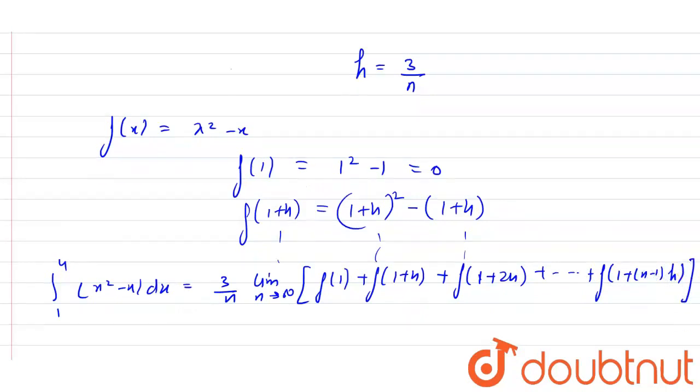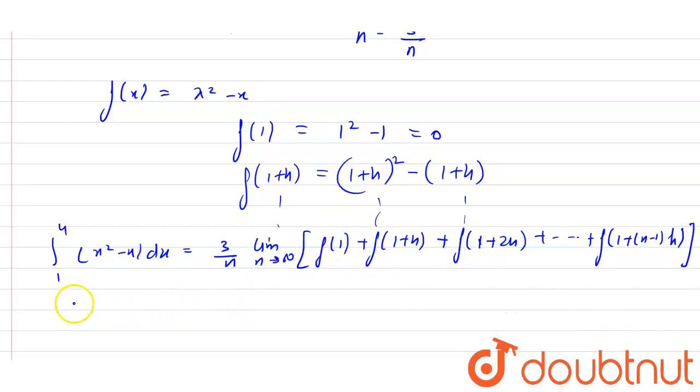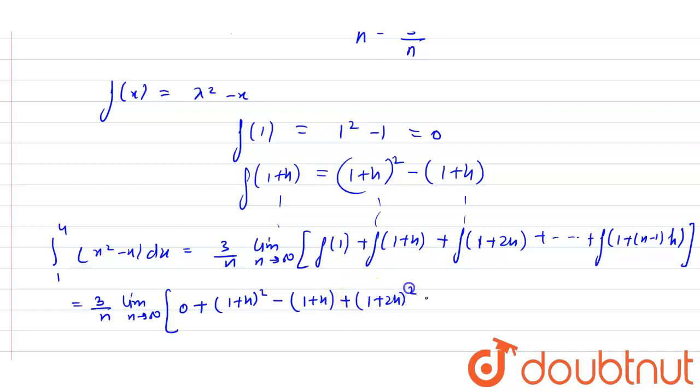Okay, bracket closed. So this is equal to 3 by n, limit n tends to infinity, f of 1, which is 0, plus f of 1 plus h, which is 1 plus h whole square minus of 1 plus h, plus f of 1 plus 2h, which is 1 plus 2h whole square minus of 1 plus 2h, plus it goes up to f of 1 plus n minus 1 into h, which is 1 plus n minus 1 into h whole square minus of 1 plus n minus 1 into h.